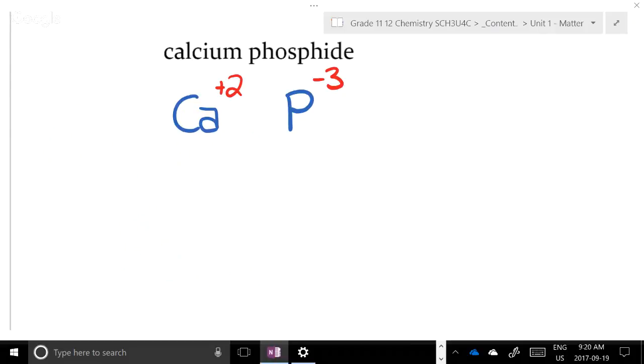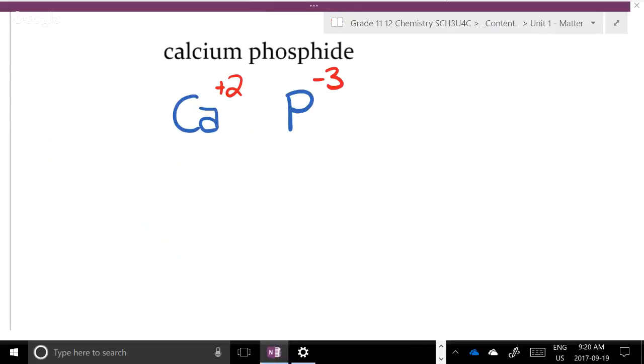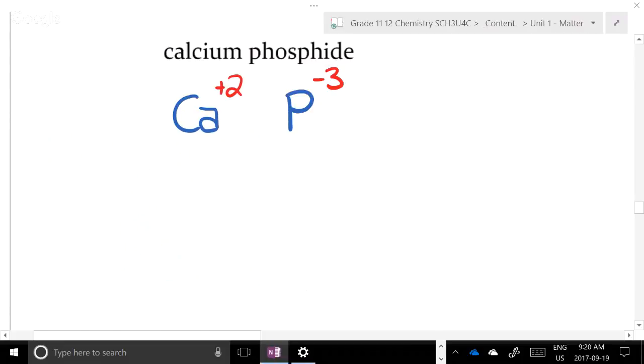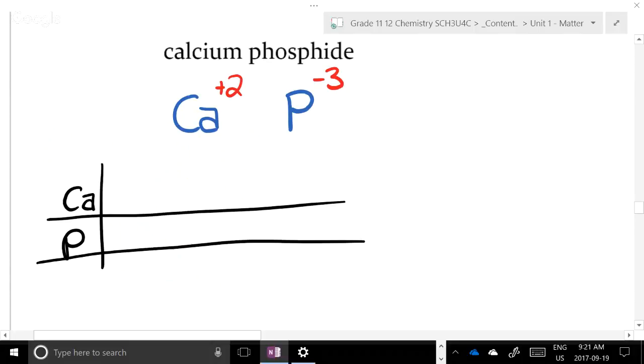Okay. Now the question is this. Without drawing Lewis structures, can I figure out how many of each of these I need to make this work? Well, for the whole thing to work, the charge has to be 0, has to be balanced. There has to be as much positive as negative, right? So let's take a look at this. Now, again, I'm going to draw a little table here that we will never draw again, but just to show you the thinking.